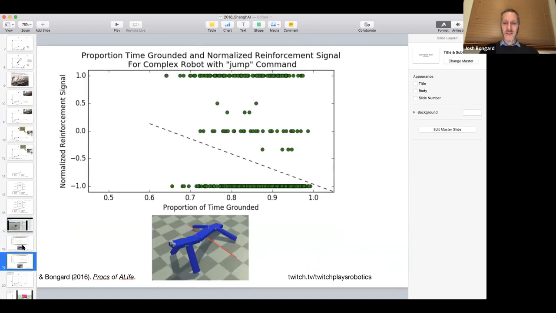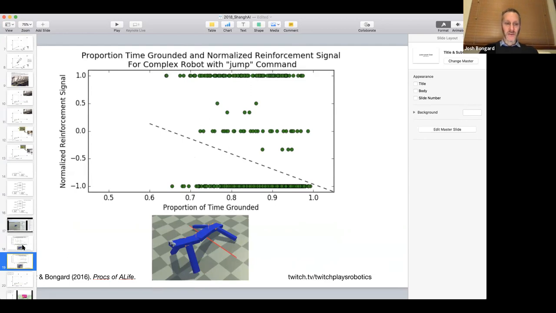So what that means is that both robots have successfully grounded the symbol JUMP, but jump means something slightly different to these robots due to their morphology. They feel slightly different things, and so jump means something slightly different.